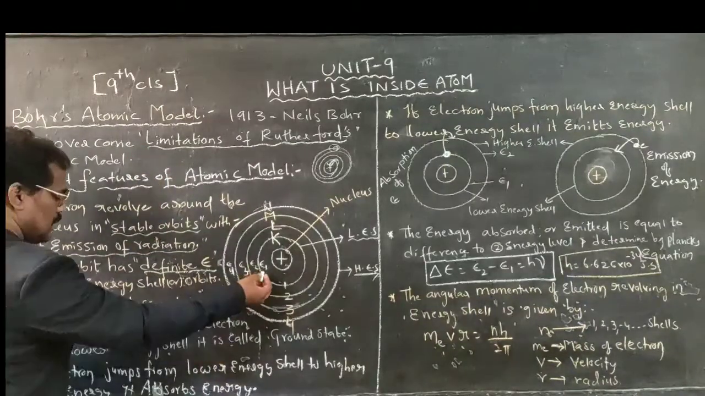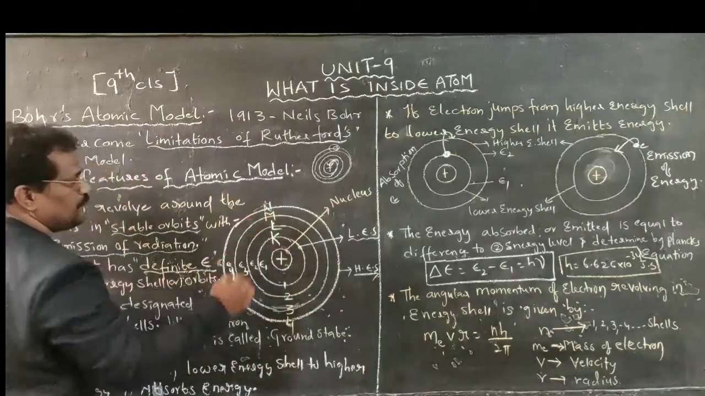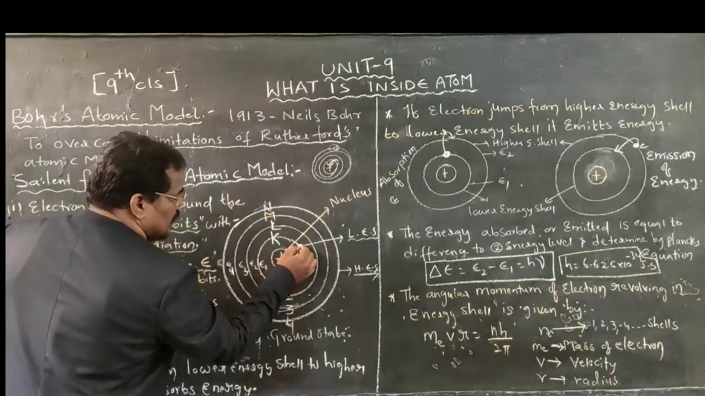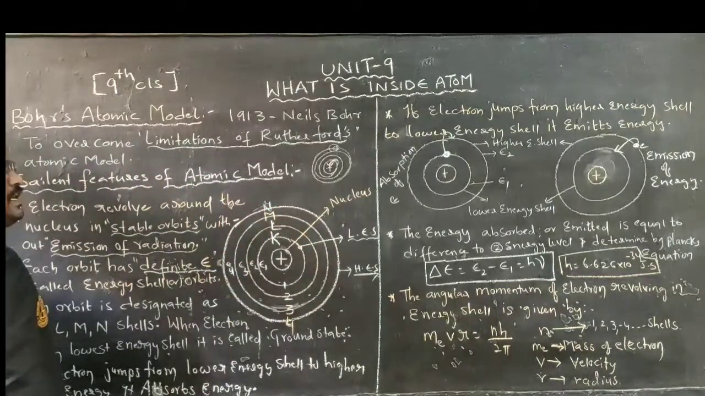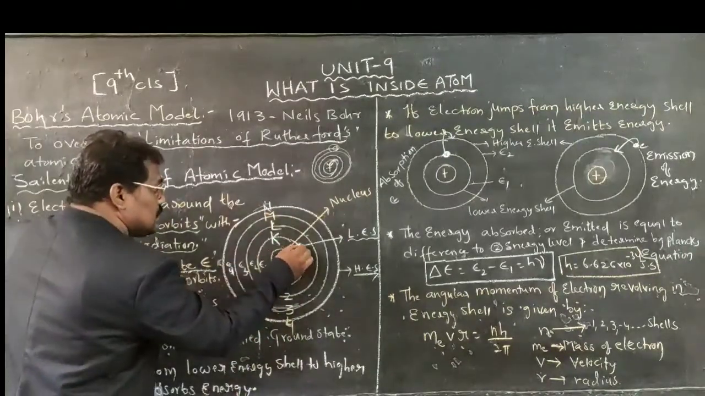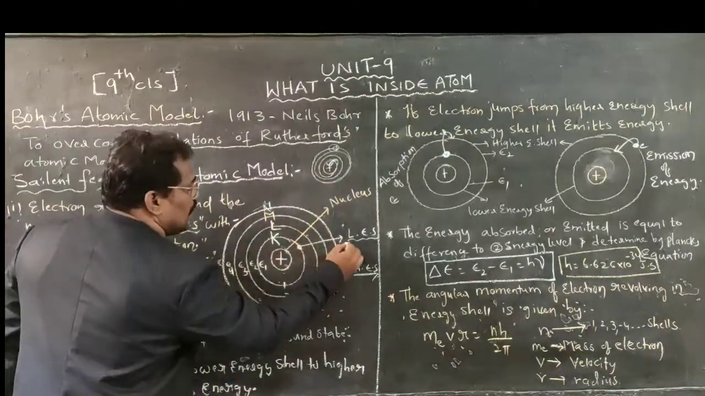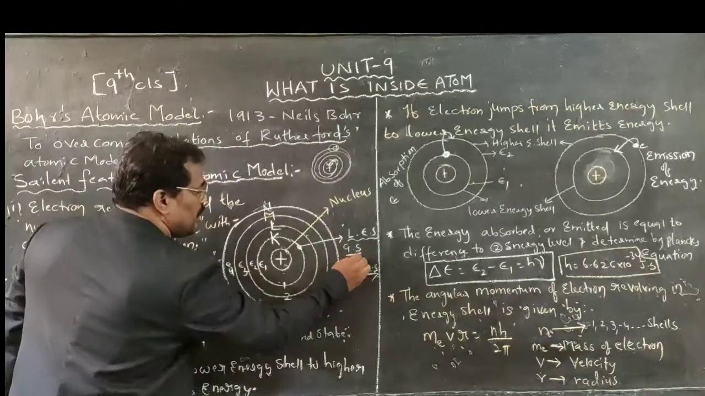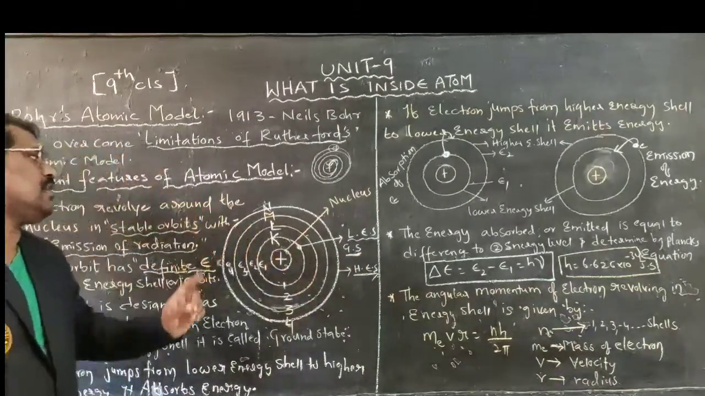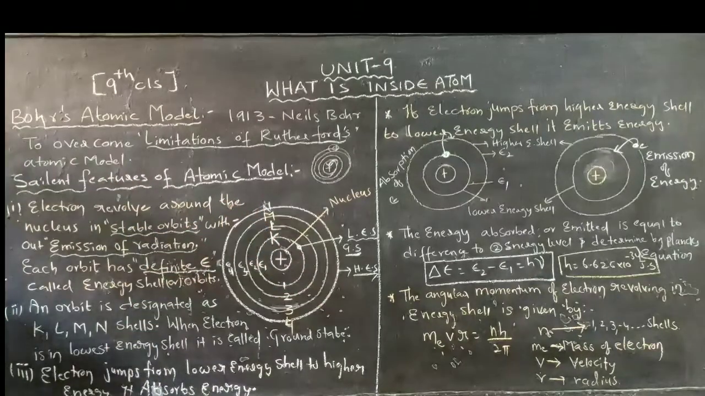When the electron is existing in the lower energy shell, the orbit which is near to the nucleus is called the lowest energy shell, and this orbit is called the higher energy shell. When the electron is existing in the lowest energy shell, we call that particular orbit the ground state orbit. That is the point we have to keep in our mind.